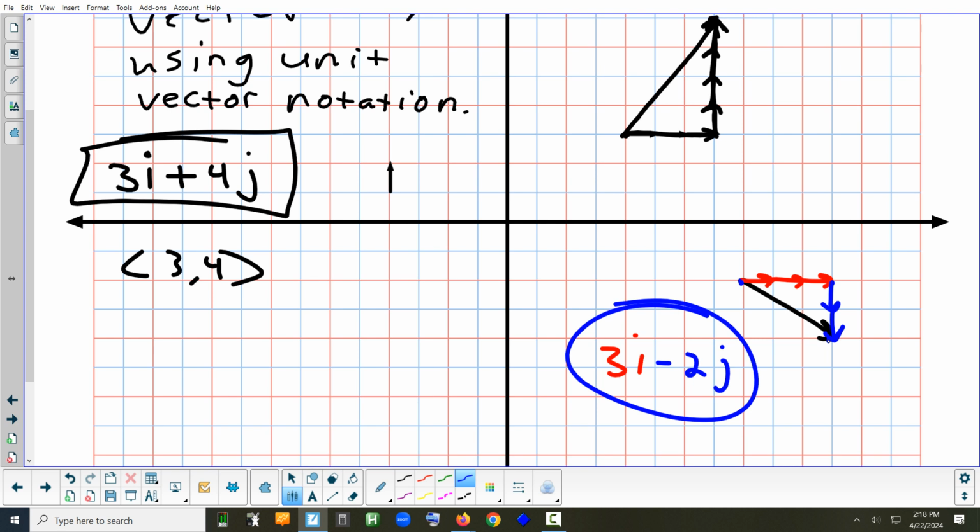Okay, so that's all unit vector notation is. You're stacking little vectors together. Yeah, just stacking them up. And of course, you could do like a half a j if you needed to. Like you can use a quarter j. You can use whatever size j you need, 2.5, things like that.